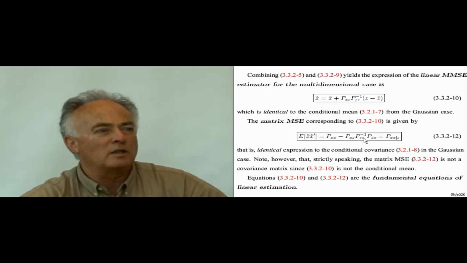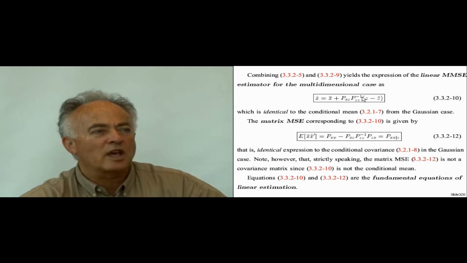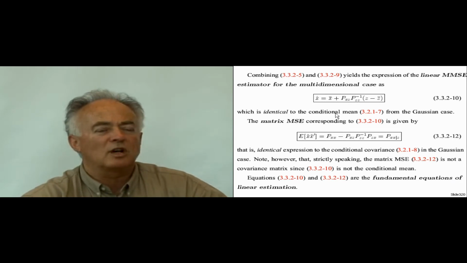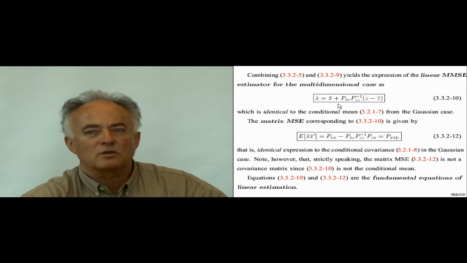So we can combine now these results, and with the matrix A being Pxz Pzz inverse, the x hat is x bar plus Pxz Pzz inverse times z minus z bar. And lo and behold, this is identical to what we found as the conditional mean in the Gaussian case. So our linear estimator looks exactly the same as the one we had in the Gaussian case, except the Gaussian case was optimal. Here it is only the best linear.